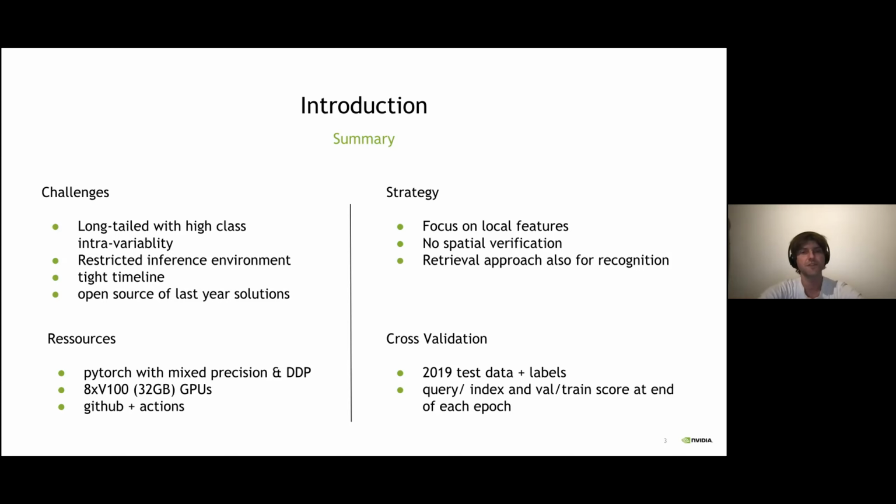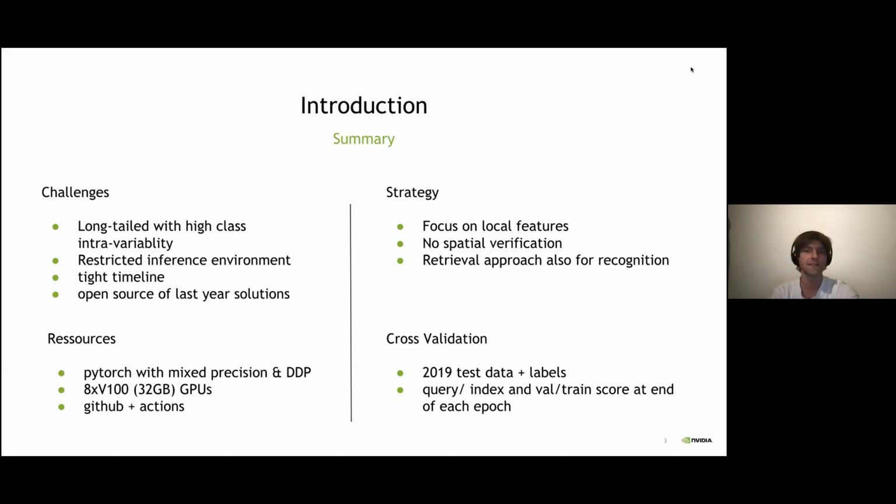So it was quite difficult to distinguish from other top participants, especially from those who were quite successful last year. So my strategy from the beginning was to focus on local features because I thought there's a lot of room for improvement from my side, but not to use any special verification like RANSAC, because I think it has a bad cost-benefit ratio, especially with this restricted inference environment. So I focused on using rather new methodologies and new models, which have a built-in leveraging of local features. And I also used the retrieval approach for the recognition challenge.